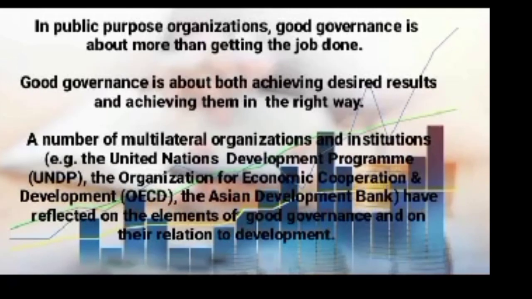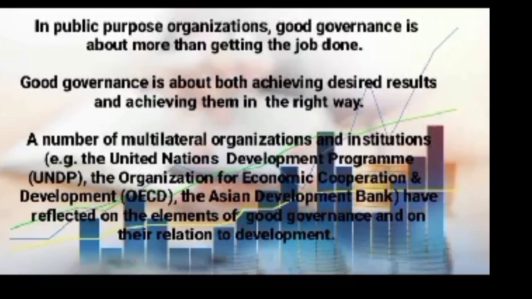In public purpose organizations, good governance is about more than getting the job done, especially in nonprofits, government agencies, and the like, where values typically play an important role in determining both organizational purpose and style of operations. Process is as important as product. Good governance is about both achieving desired results and achieving them in the right way. Since the right way is largely shaped by the cultural norms and values of the organization, each must tailor its own definition of good governance to suit its needs and values.